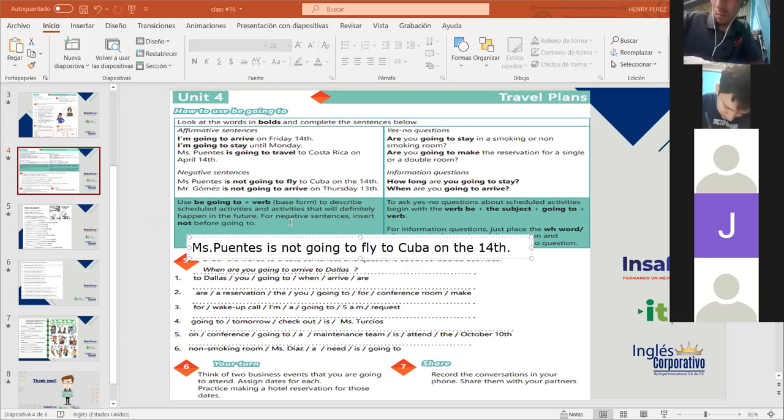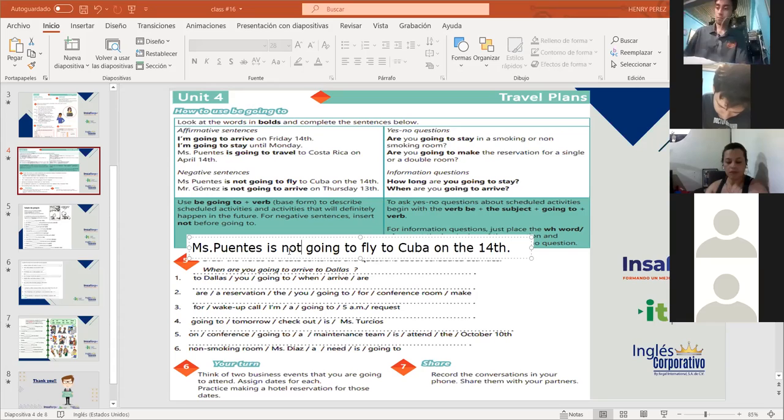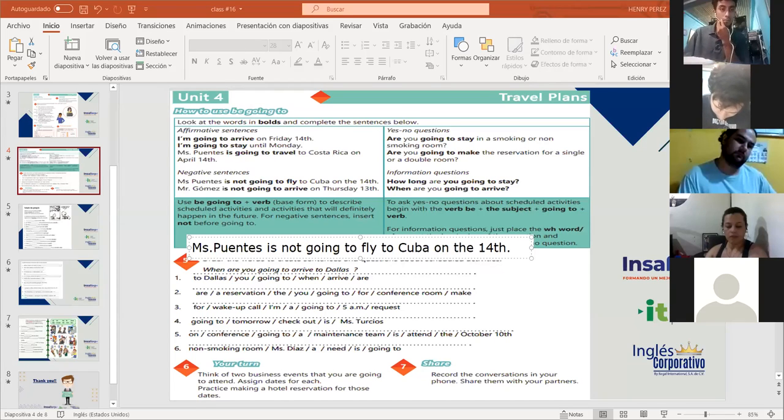¿Lo puede leer, please? Can you read it, please, Jorge? Sí, teacher. Miss Puentes is not going to fly to Cuba. Perdón. Fly. To fly to Cuba on the 13th. Very good, very good. Now, si yo quito el not, ya se hace afirmativa. That's simple. Si lo quito, hoy sí va a viajar y le pongo el not, no va a viajar a Cuba. It's not going to Cuba.